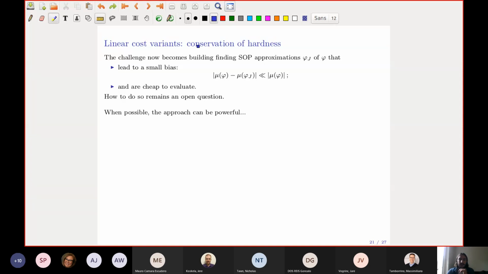Okay, so again, how does the conservation of hardness apply to this? What's the catch? Well, now we've shifted the difficulty to producing a good approximation, a good sum of products approximation to our integrand. And in our context, good means that it has small bias compared with the size of the actual average, and that it's relatively cheap to evaluate, or not too expensive. Because if it's very expensive, then we kind of destroy any computational gains.